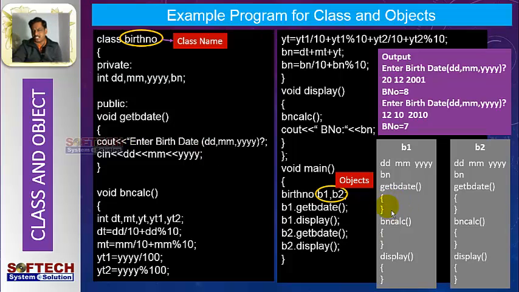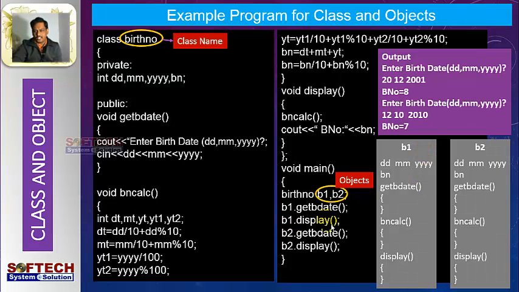The first cout prints "Enter birth date dd mm yy". Then we give 3 integers as input for dd, mm, yy. 20 is assigned to dd of B1. B1 has 4 variables, so 20 is assigned to dd of B1, 12 is assigned to mm of object B1, and 2001 is assigned to yy of object B1.